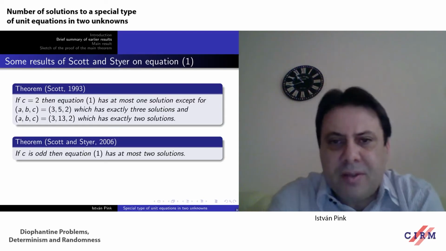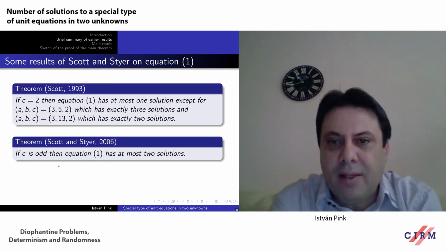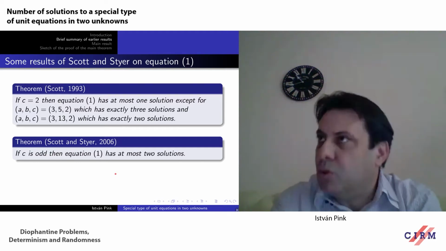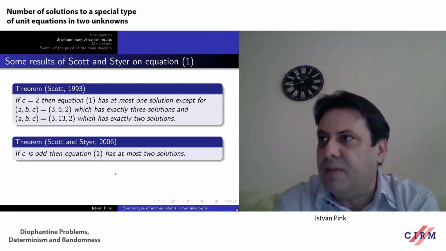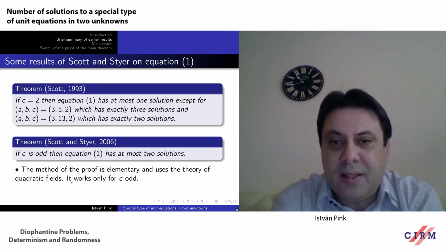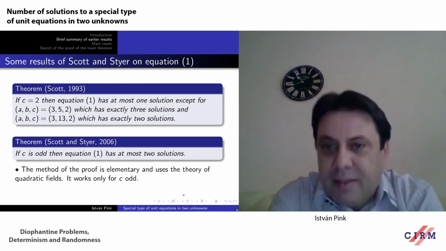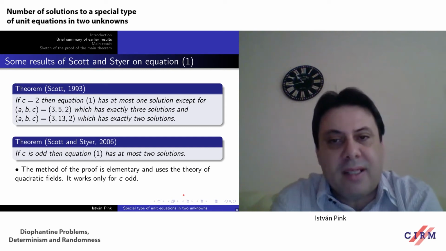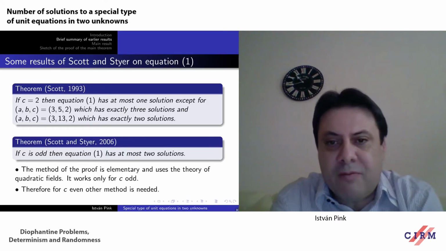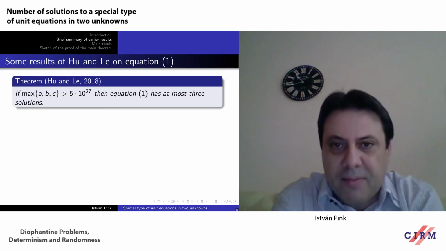Another important result is the case where C is odd on the right hand side in our equation 1. Namely, if C is odd, then equation 1 has at most 2 solutions. So this is a very nice definitive result and covers the case C odd. But the method of the proof is skillful and elementary, and mainly uses the theory of quadratic fields, but it works only for C odd. So for C even, another method is needed.